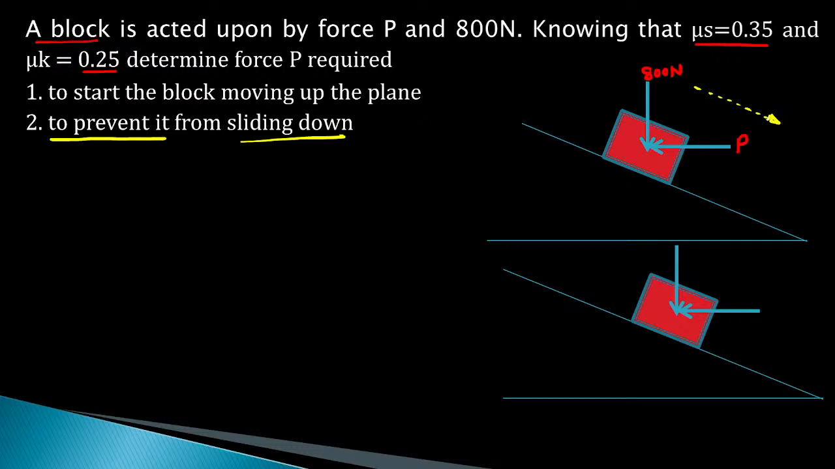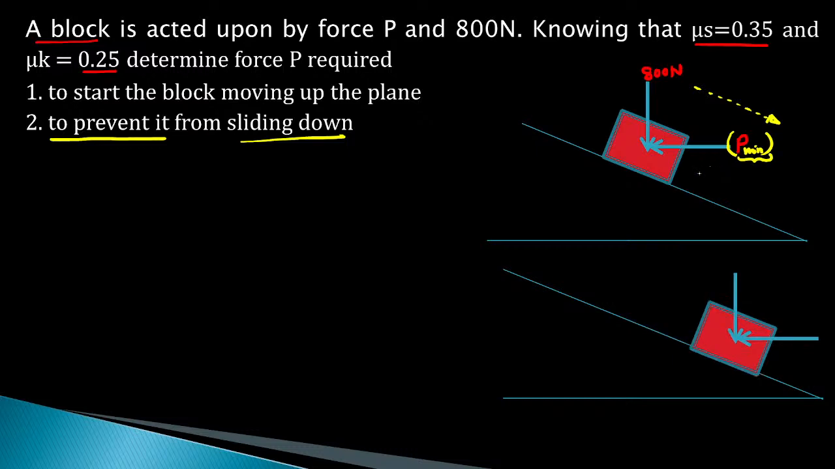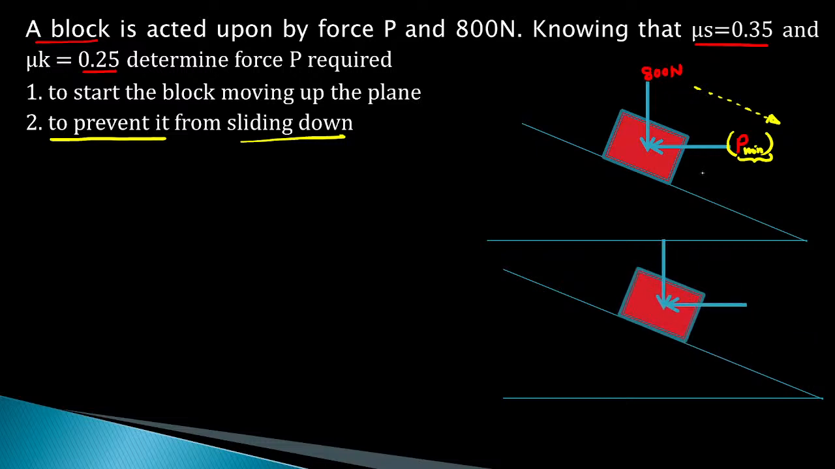To prevent this downward motion, we have to apply the minimum force. This force will just keep the block in the given equilibrium. Because of this force, the block will not move in the upward direction, but if you remove this minimum force, then the block will have the tendency to slide down the plane. So, we have to find the minimum force to prevent the block from sliding down.